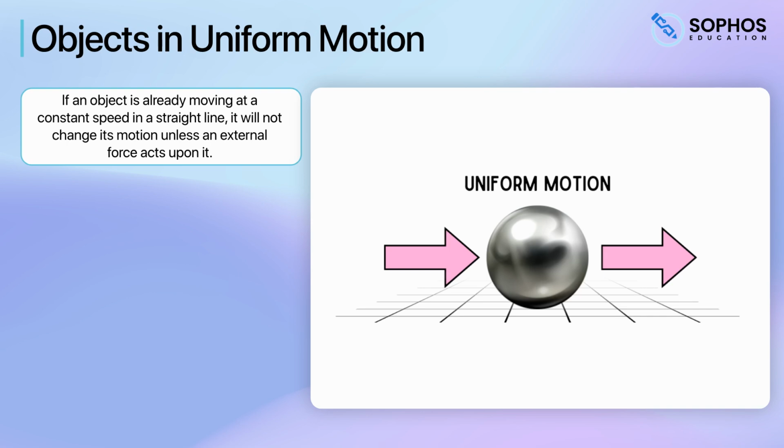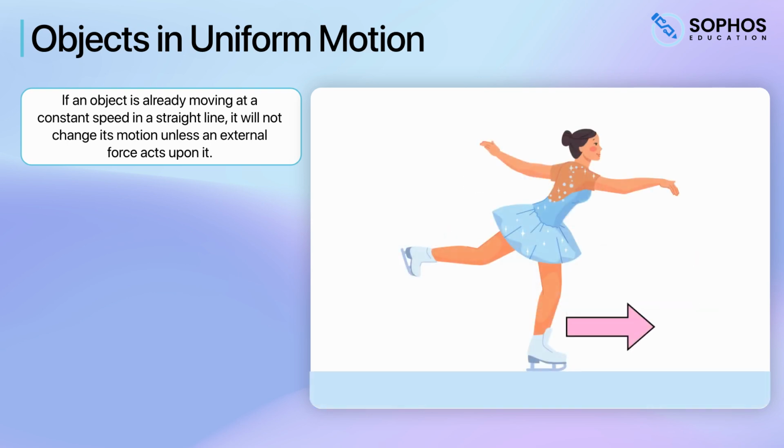To illustrate this, consider an ice skater gliding on a perfectly smooth ice rink. If they push off gently, they start moving. Once in motion, they keep moving in the same direction at the same speed until something interferes, like an obstacle. This is because, on idealized frictionless surfaces, there are no external forces to change the ice skater's state of motion.